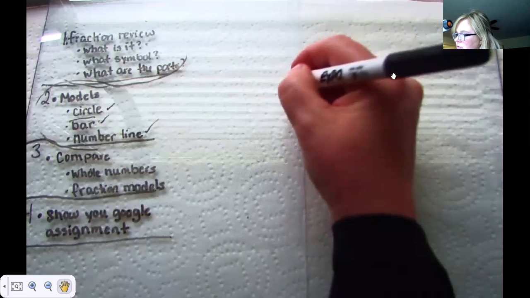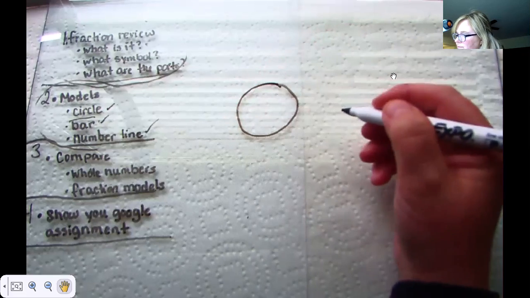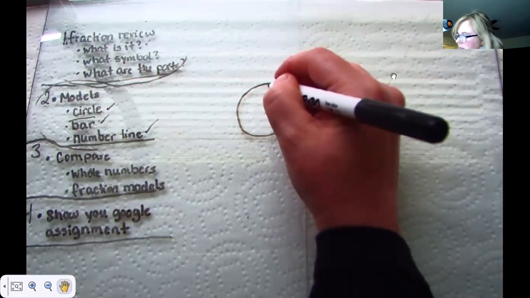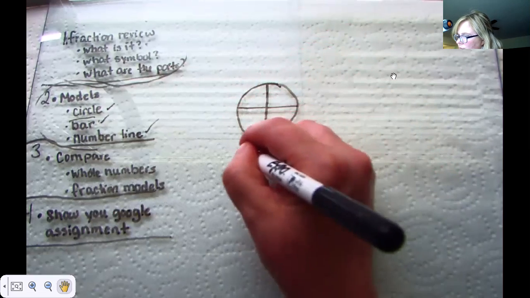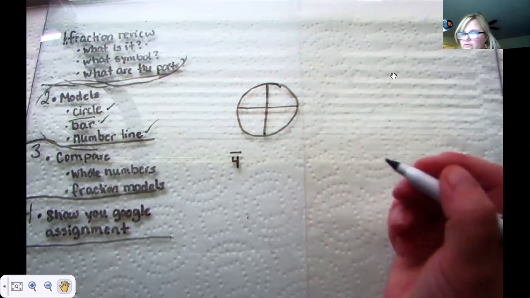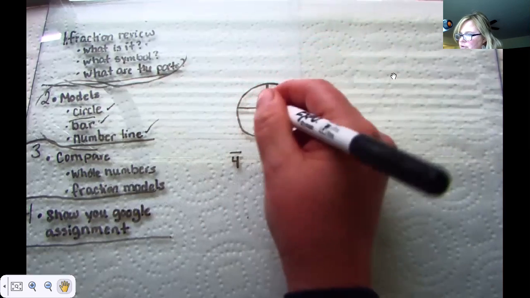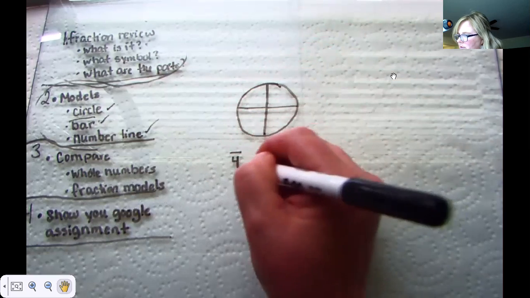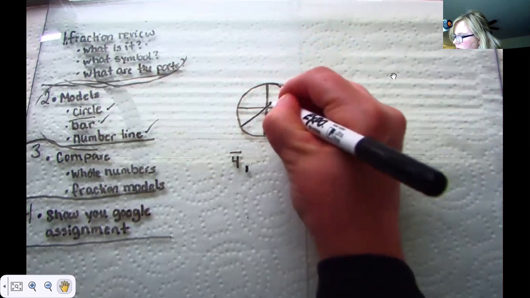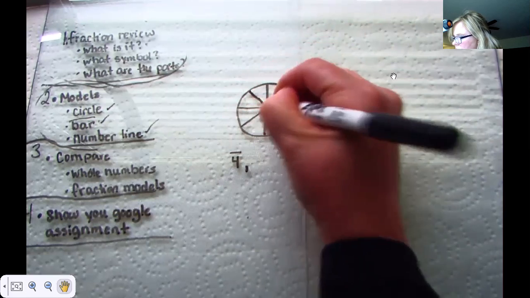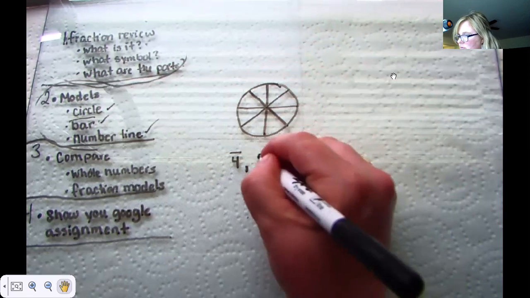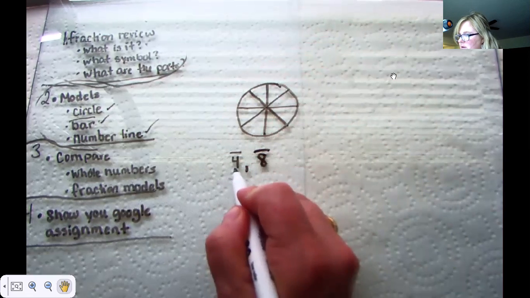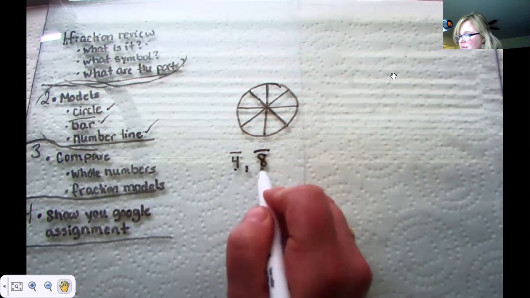Okay, common models you see are a circle model, we usually say this is a pizza in class. Let's say it's divided into fourths. So there's my fraction bar in fourths, and I'm not describing any parts of it, so I'm just going to leave it like that. If I divide each part equally again, that changes it to what? Eighths. If I double each fourth, I get eighths.